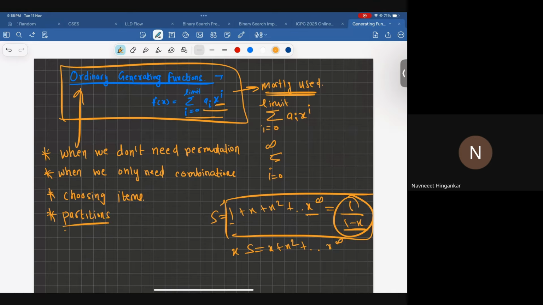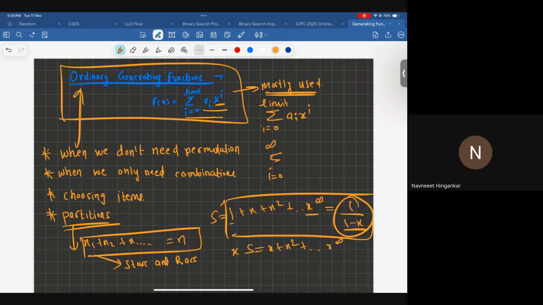Partitions is very important. Partitions is basically x1 plus x2 plus and so on equal to n. You might have seen this so many times. You might have seen this in stars and bars. Some of you might have heard this term, stars and bars. And another one is Diophantine equations and all. There are various such things, and using generating functions this will get much simplified. I will explain stars and bars also, if we properly manage the time today.